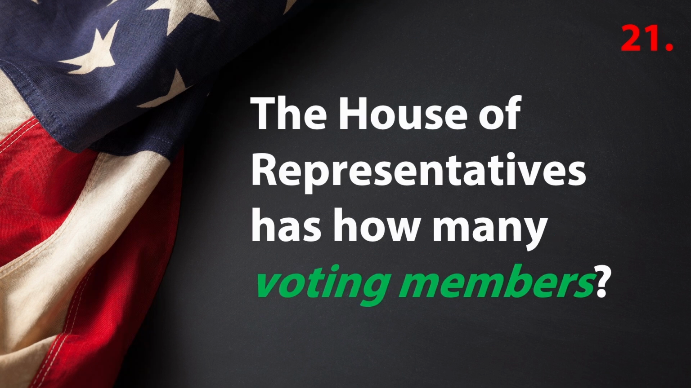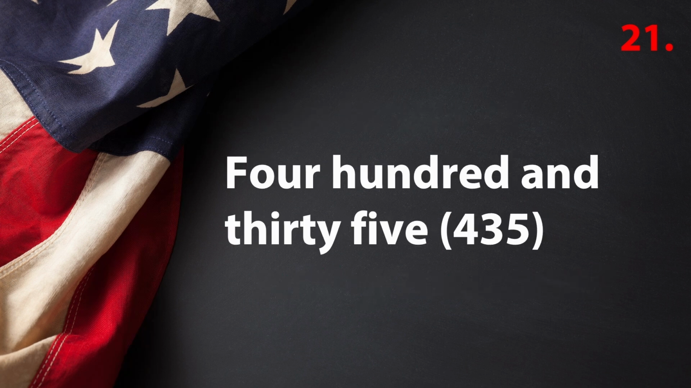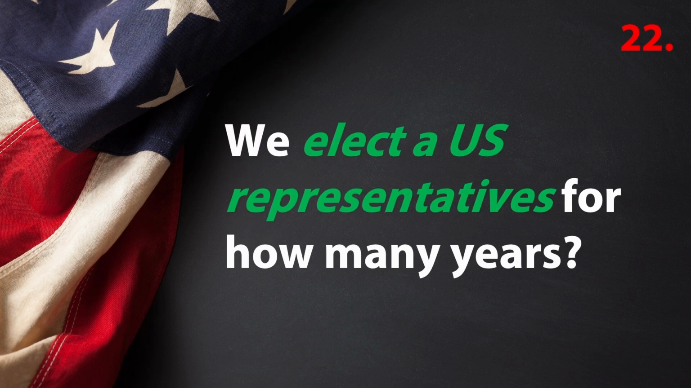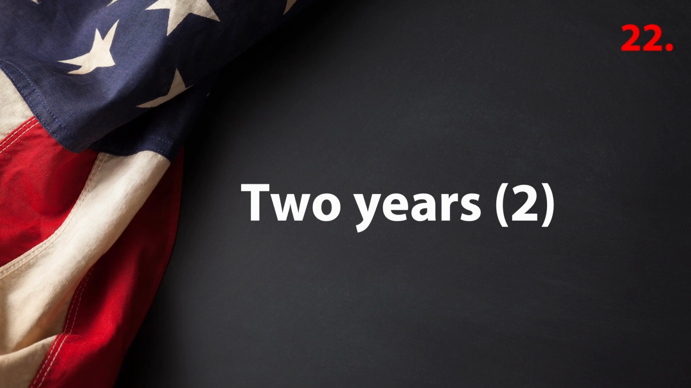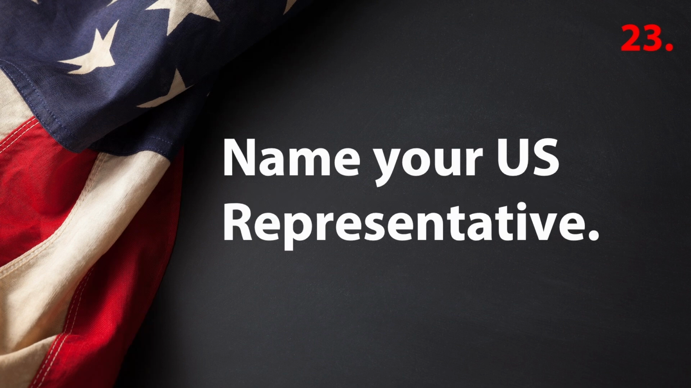The House of Representatives has how many voting members? 435. We elect U.S. representatives for how many years? 2 years. Name your U.S. representative. Now this one's a little different.